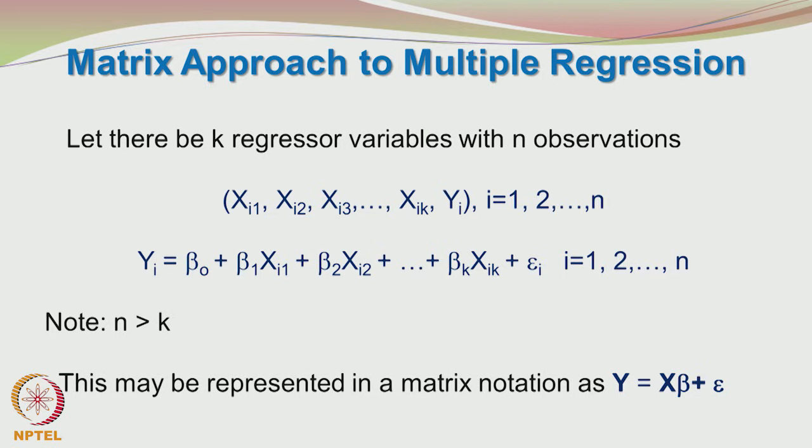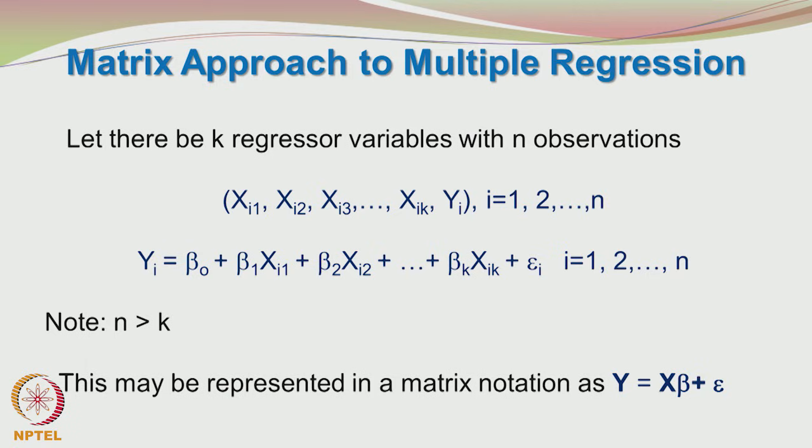Obviously, n should be greater than k. If n is less than k, you do not have enough data to analyze your problem satisfactorily. If n is equal to k, even that is not sufficient, because the total number of unknown parameters you want to estimate is in fact k plus 1. The partial regression coefficients for each of the regressor variables, and then you also have the intercept. So, you have k plus 1 parameters to estimate, and you need at least k plus 1 runs.